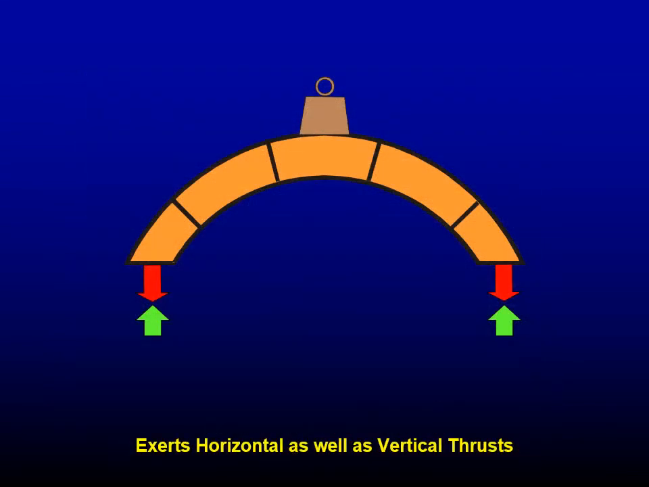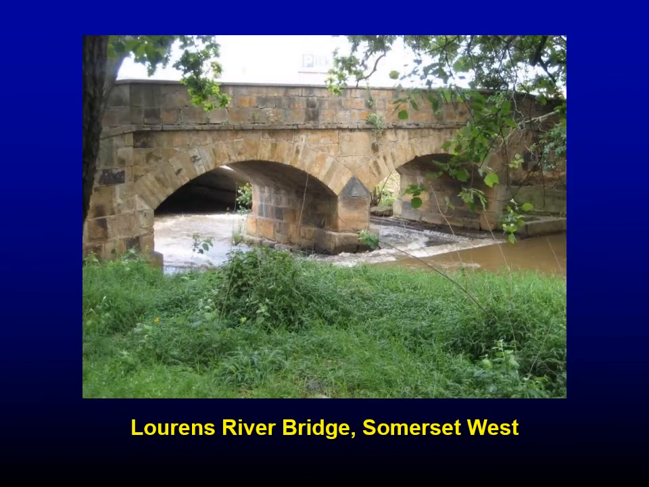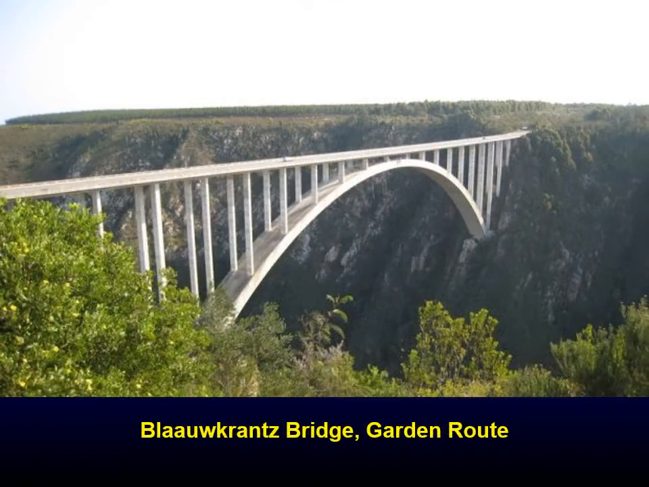However, if your arch isn't restrained, it will push out on the sides. So it's going to push out on the sides and it needs to be restrained. This can be achieved by anchoring it. So for example, the Lourens River Bridge, as shown here in Somerset West, has buttresses and foundations which restrain the arch to prevent it from moving out. Here's another example of the Bloukrans Bridge in the Garden Route, where the arch is anchored into the slopes of the Bloukrans River on either side.